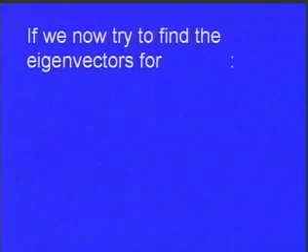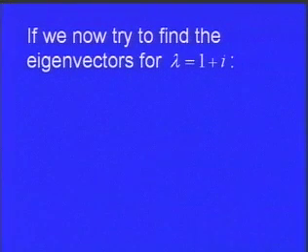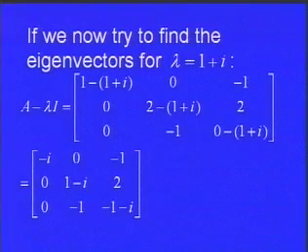Okay, now if I wanted to find the eigenvectors for lambda equal to 1 plus i, remember what I'm supposed to do is to find A minus lambda I. Well, because lambda now is 1 plus i, I need to subtract that from all the entries in the main diagonal. Doing a little bit of simplification there. Across the first row, I get negative i, 0, negative 1. The second row is 0, 1 minus i, and 2. And the third row is 0, negative 1, and negative 1 minus i.